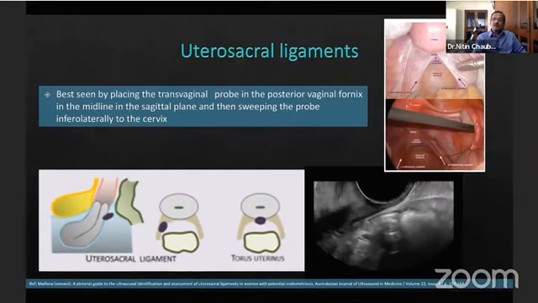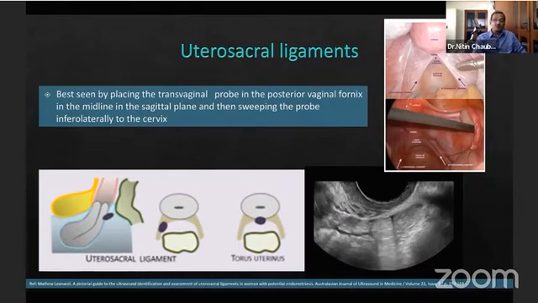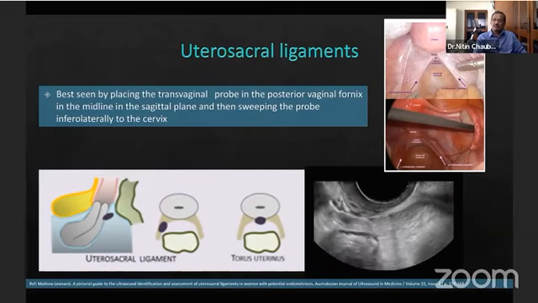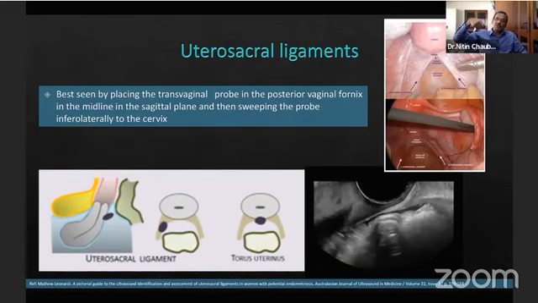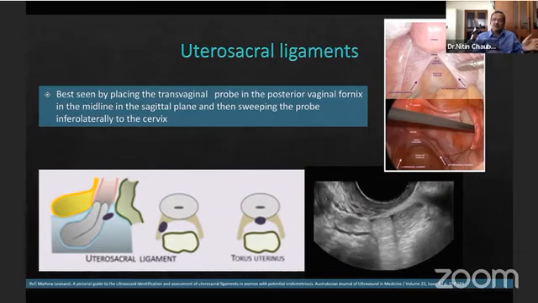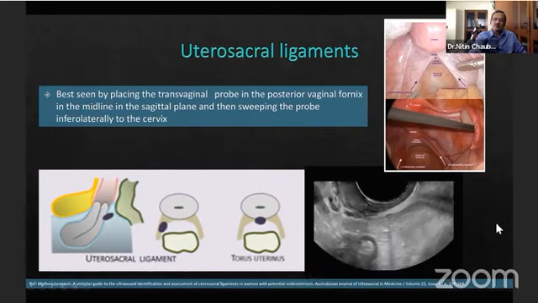In the earlier days, we were not looking at the uterosacral ligaments, but now we are also focusing on them because we have a special technique for that. What we do typically is go into the posterior fornix and then, in a sagittal plane, sweep from either side, and we can see the uterosacral ligaments as well as the torus very well.